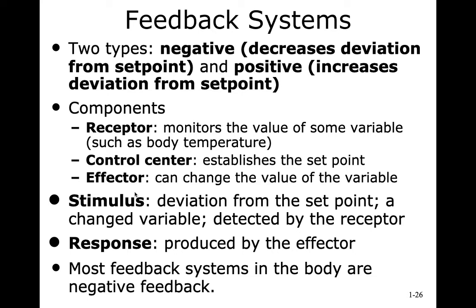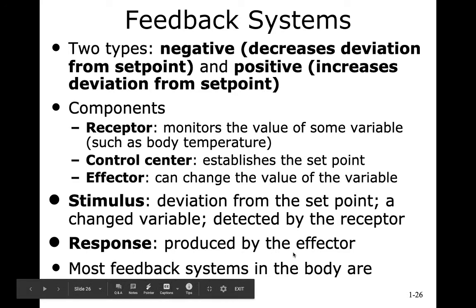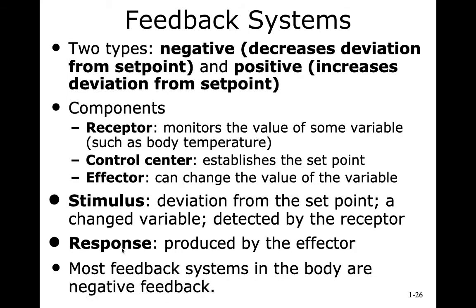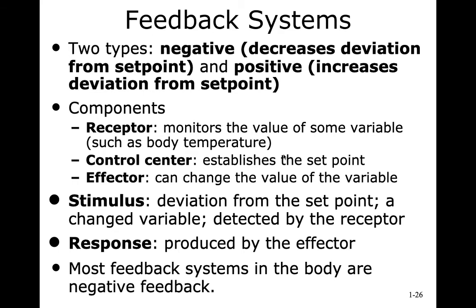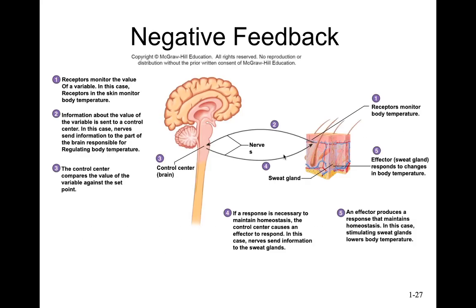The stimulus is going to be the thing that's making the deviation happen, and it is going to be detected by this receptor. So the receptor is monitoring how our body is around that set point, and the receptor detects the stimulus. It detects our deviation from that set point. And then the response is produced by the effector. So again, the effector changes the value of the variable. The response is the thing that makes our body go back to normal, or maybe go further away from normal. Again, most feedback systems in our body are negative feedback, decreasing the value from normal.